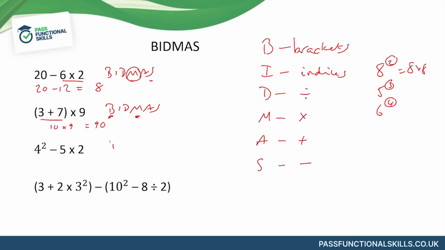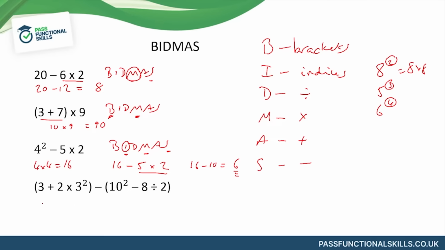Okay, in this question here, again, let's just look at it using the word BIDMAS. We have some indices, we have subtraction, and we have multiplication. Well, let's do the indices first. 4 squared means 4 times by 4, which is 16. So the question is now 16 take away 5 multiplied by 2. Multiplication comes next. So 5 times 2 is 10. So the question is now 16 take away 10. So the answer is 6.